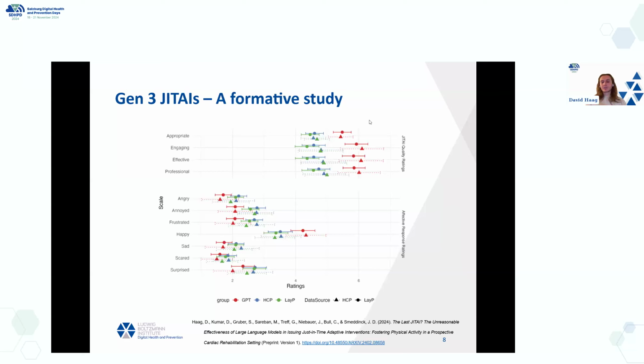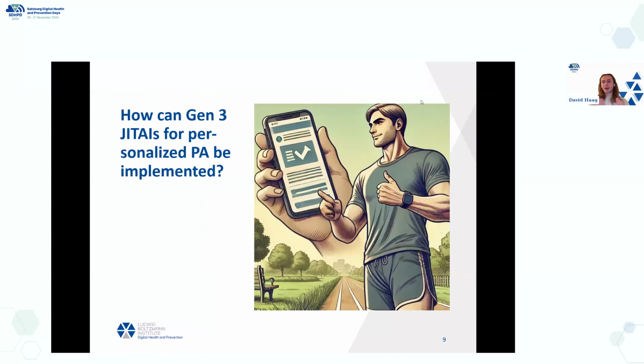Here in red, you see the results for the large language model, and you can see that the large language model produced JITAIs outperformed the healthcare professionals and laypersons on every scale that we measured. We looked at how appropriate the JITAIs were, how engagingly they were phrased, how effective people thought they would be, and how professional they were phrased. We also looked at the affective responses people thought they would have after getting this JITAI. But in short, we see that the large language model produced JITAIs worked very well. And with that, I'm now going to hand over to Dominik, who's going to tell you how he's furthering this work in his PhD.